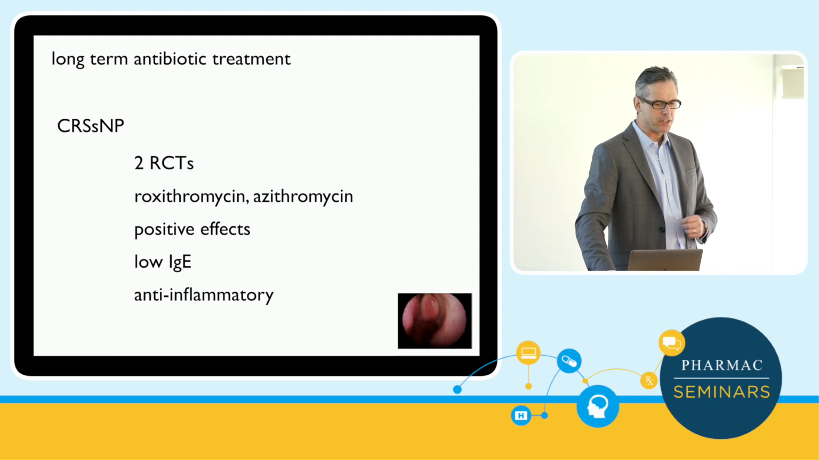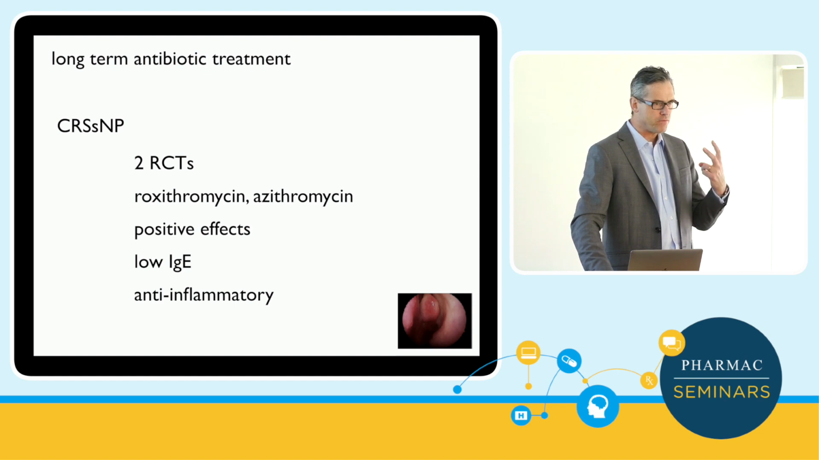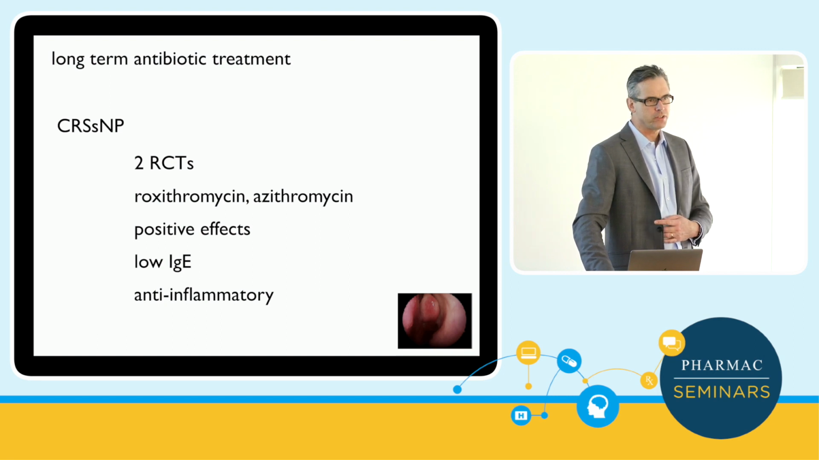Long-term antibiotic treatment. CRS without nasal polyps. There are 2 trials, so I'm very quickly summarising the evidence. There are 2 trials, both with macrolides. They had some positive effects, which were short-term and only occurred, surprisingly, in the patients with low total serum IgE.